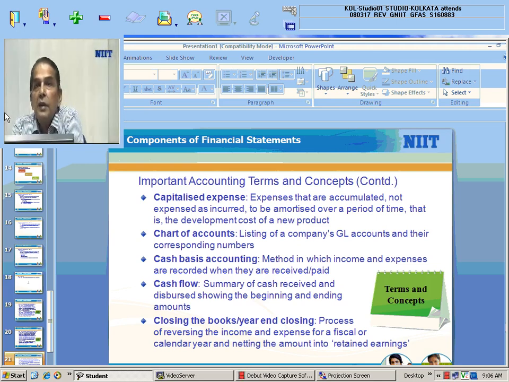Then we have another concept called chart of accounts. This is nothing but a listing of the company's general ledger accounts and their corresponding numbers. So it is basically a list which shows the various GL accounts of the company or the business entity, and there are numbers given to each account. That is nothing but chart of accounts.